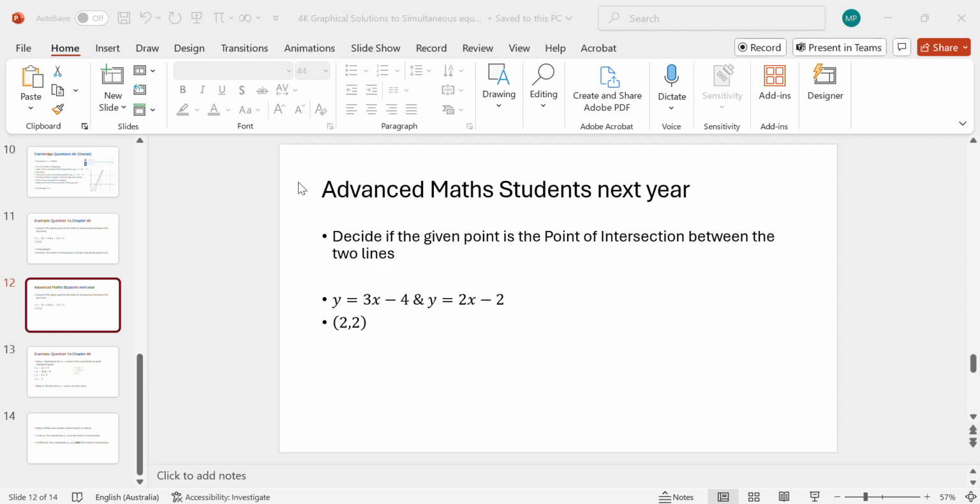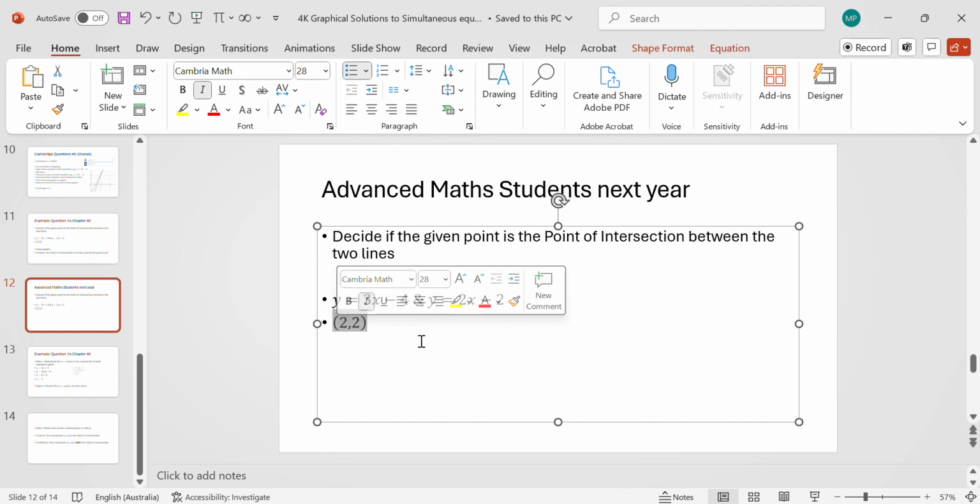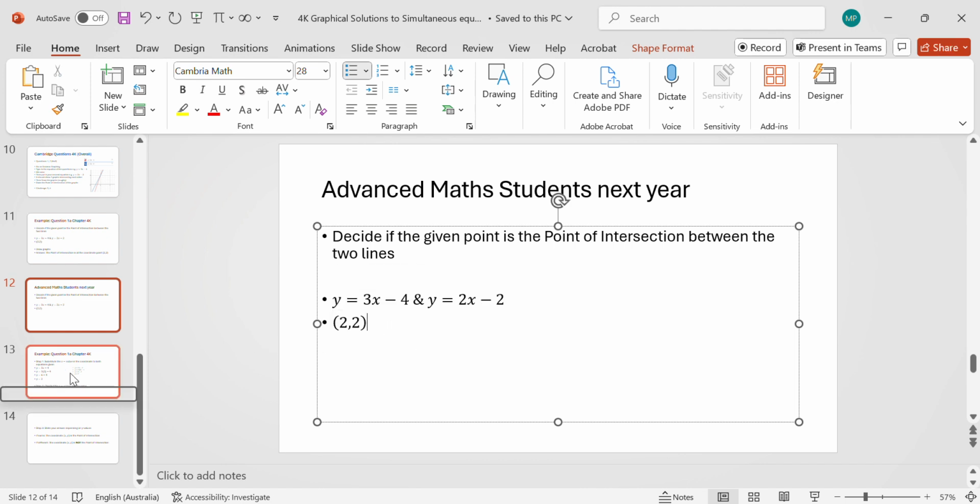Alright, so let's just use the same question here, but I'm just going to show you how we're going to be doing these types of questions, okay? It's very simple, okay? So let's just say the question's given to us. We're checking if this coordinate is the point of intersection. It's very straightforward. So let's get into it.